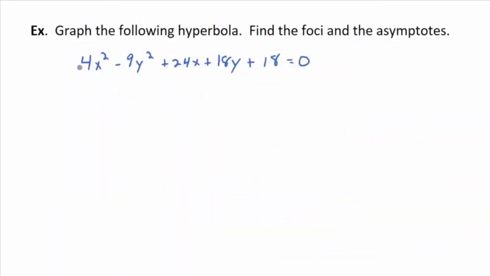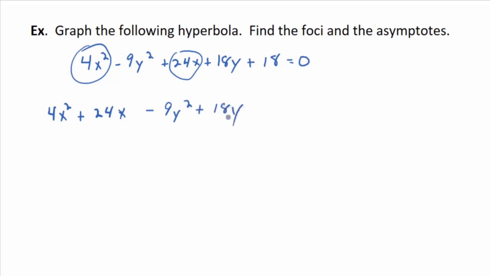Let's go ahead and group the powers of x together. What would that get me? 4x squared plus 24x. And then let's group the powers of y together. So I took care of this guy, and I took care of this guy. What do we have? Minus 9y squared plus 18y. And then what do we do with the constant? It's probably best just to get it to the other side, subtract it.